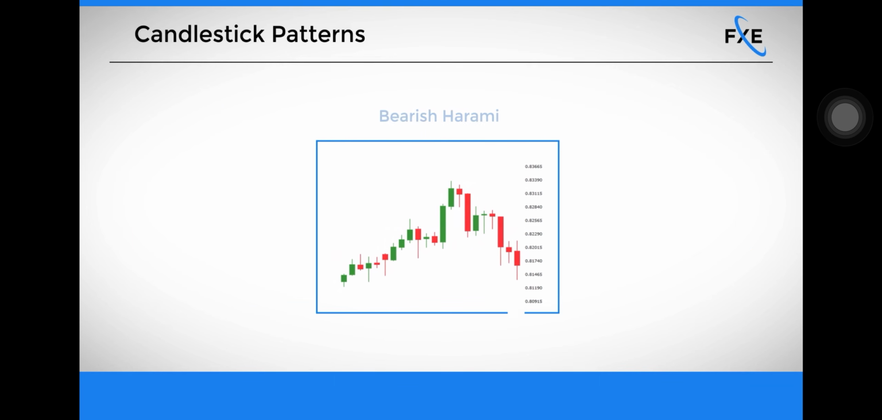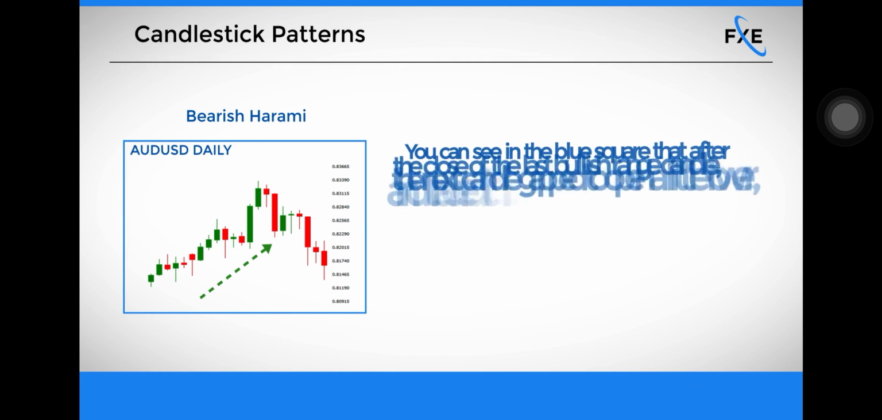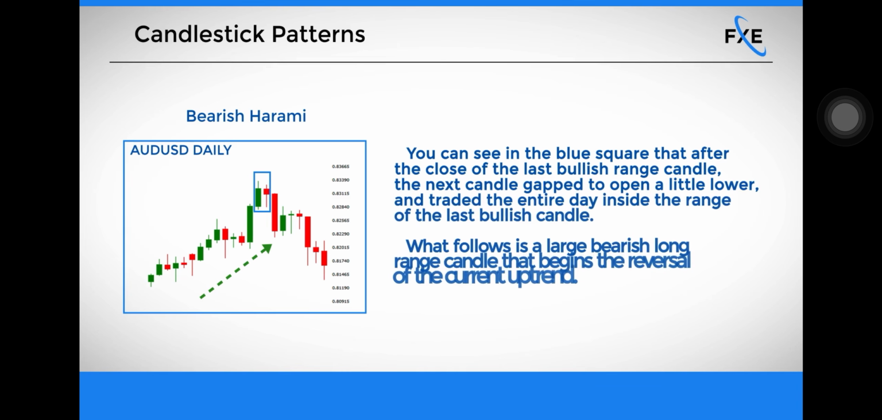The example that we can now see on the screen shows a bearish Harami pattern on the Aussie USD daily chart. The chart shows an uptrend in action with 2 large bullish candles in sequence. You can see in the blue square that after the close of the last bullish range candle, the next candle gapped to open a little lower and traded the entire day inside the range of the last bullish candle. What follows is a large bearish long range candle that begins the reversal of the current uptrend.